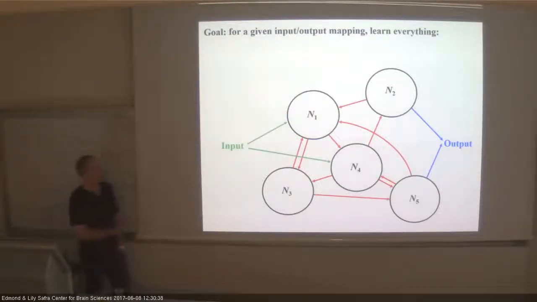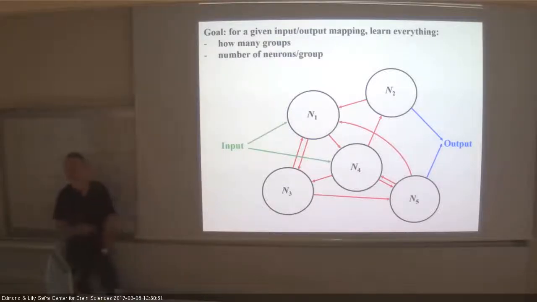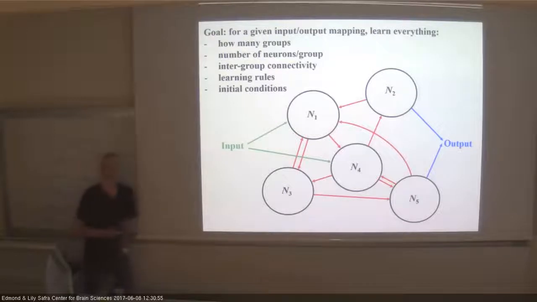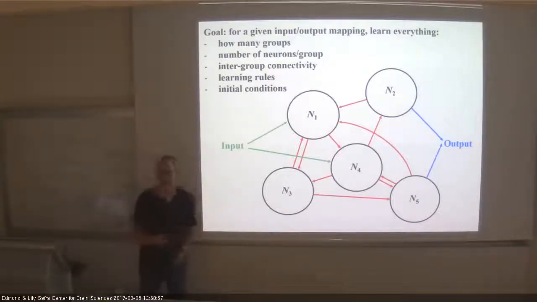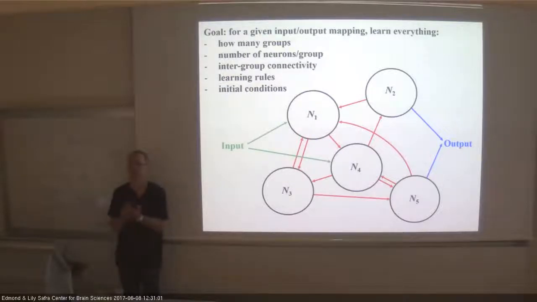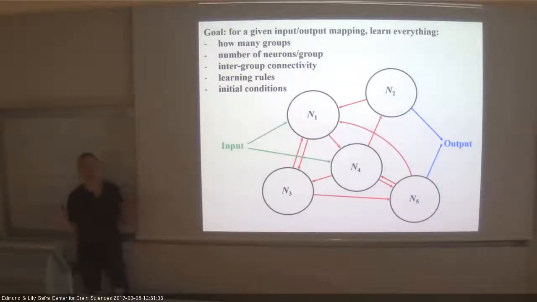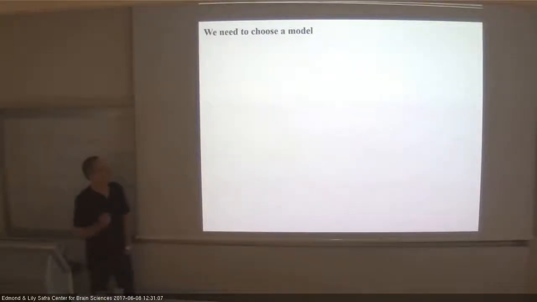The goal is, for a given input-output function, and I'm going to specify that it's supervised learning, and at the very end I'm going to talk about what kind of output signal I'm most interested in. So with supervised learning, we want to learn everything: how many groups there are, number of neurons per group, intergroup connectivity, learning rules, and initial conditions. We want to learn from scratch how to build a good network to do something, which is exactly the problem faced by organisms over the last 3.8 billion years.